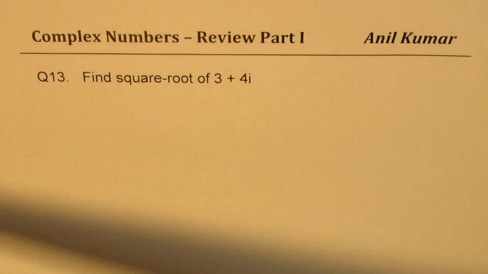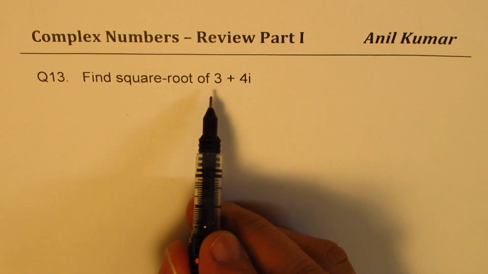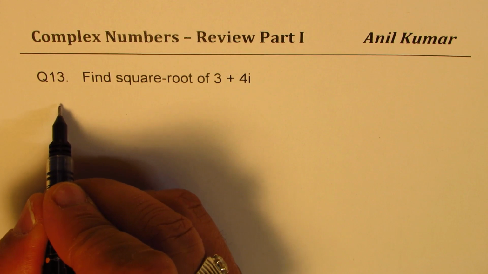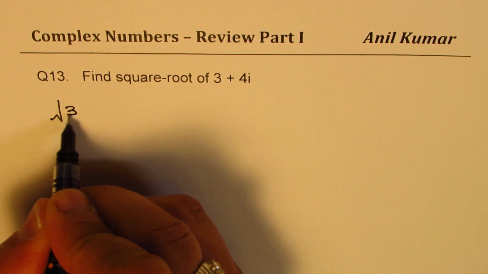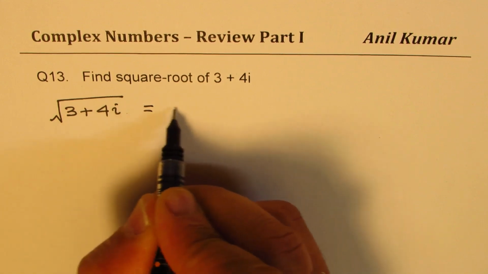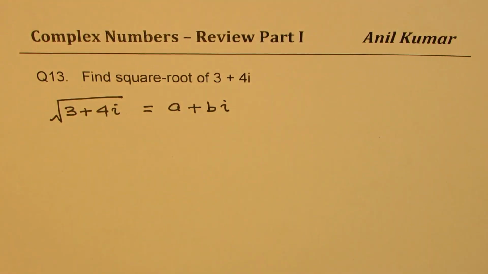Here is the last question, which is kind of tricky. Now we need to find the square root of 3 plus 4i. How do we find the square root of a complex number? Okay, so basically we need to find the square root of 3 plus 4i. Let it be equal to a plus bi. So that becomes a standard form, right?